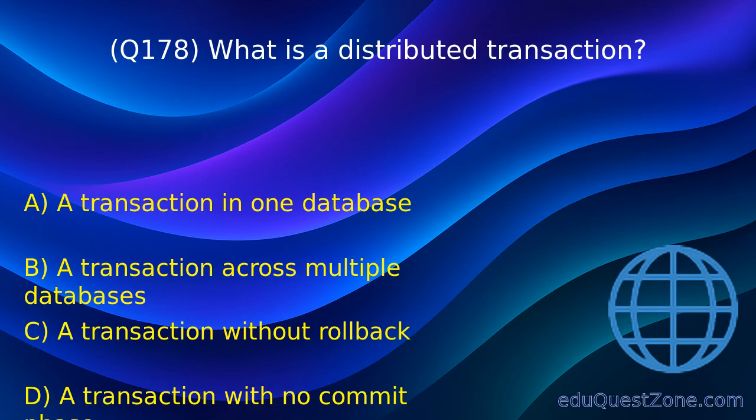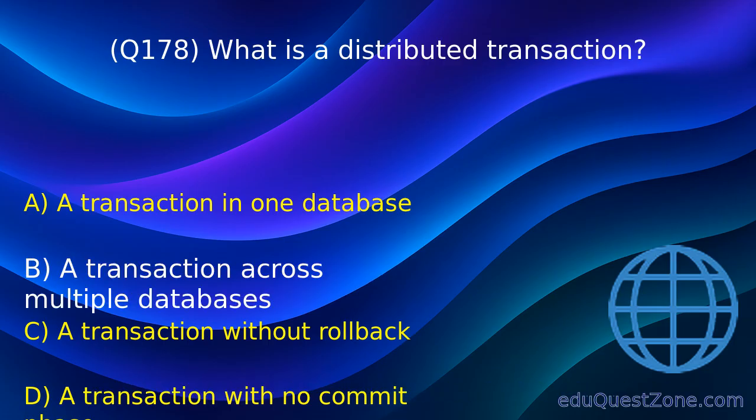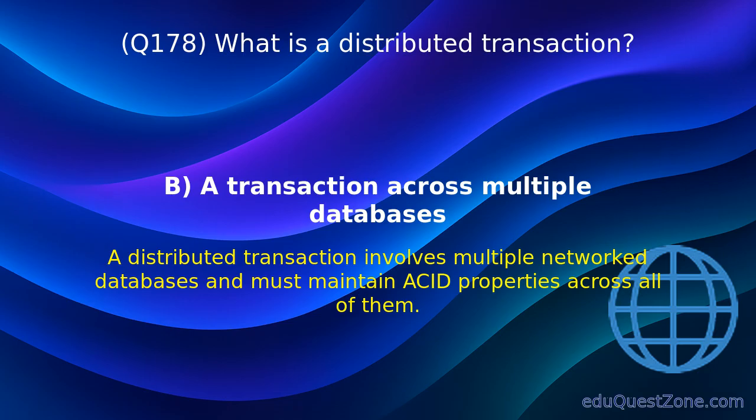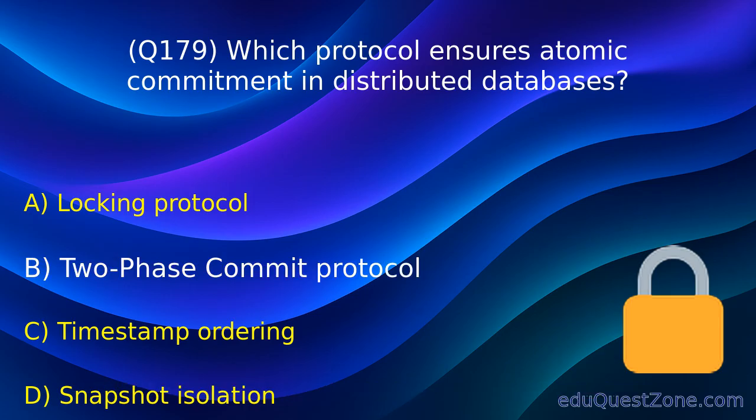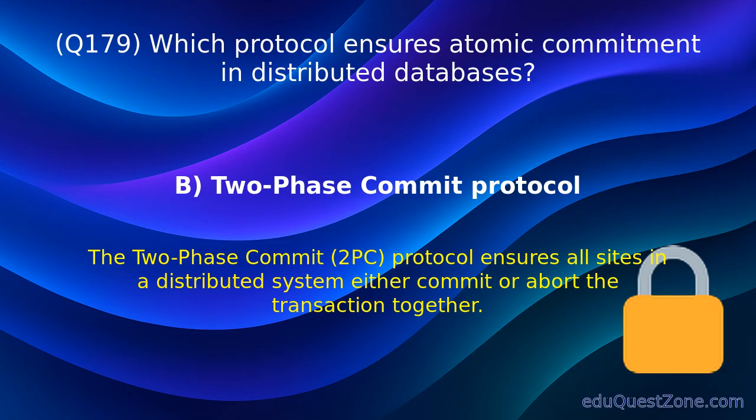Question number 178. What is a distributed transaction? Option B. A transaction across multiple databases. A distributed transaction maintains atomicity and consistency across multiple databases. Question number 179. Which protocol ensures atomic commitment in distributed databases? Option B. Two-phase commit protocol. Two-phase commit ensures atomic transaction completion across distributed databases.